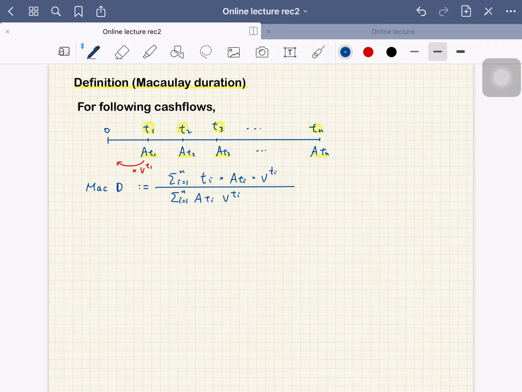Okay, so in the next example, we apply this formula for a little more complicated cash flow. Okay, see you then.